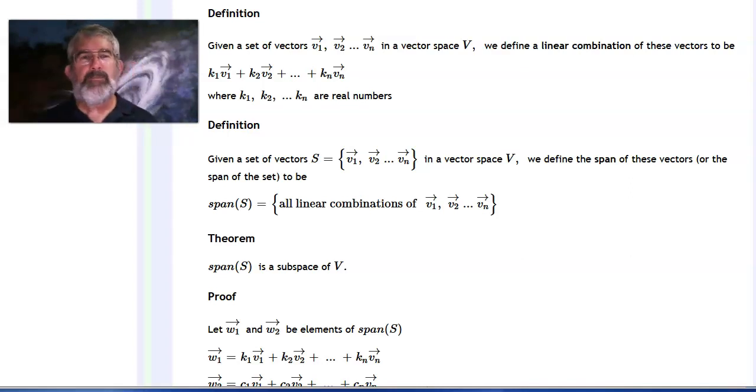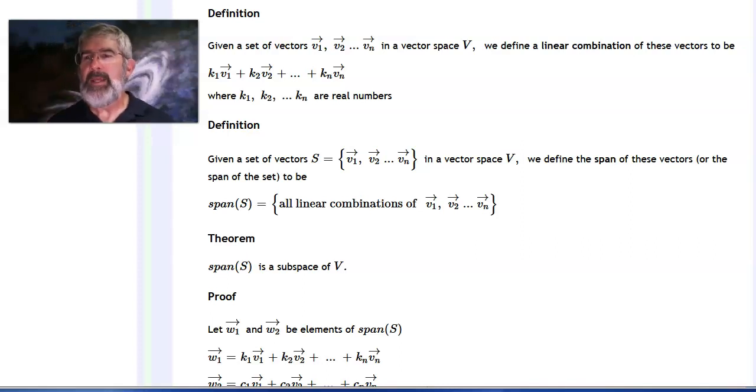Now, more specific in a vector space here, I want to talk about a span, or the spanning set. So given a set of vectors S, v1, v2, up to vn, notice this is a finite set. It's not just infinitely many vectors. It's 2, 3, 17, whatever it is, but it's a finite set of vectors.